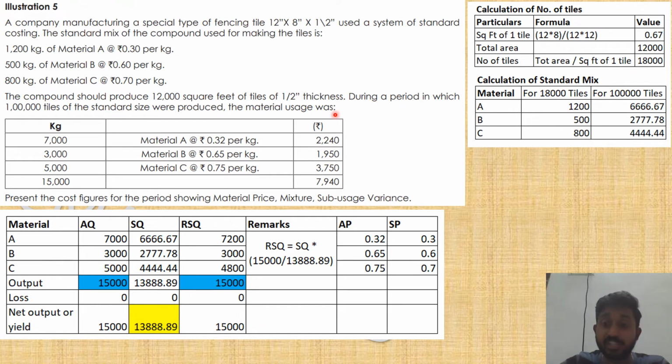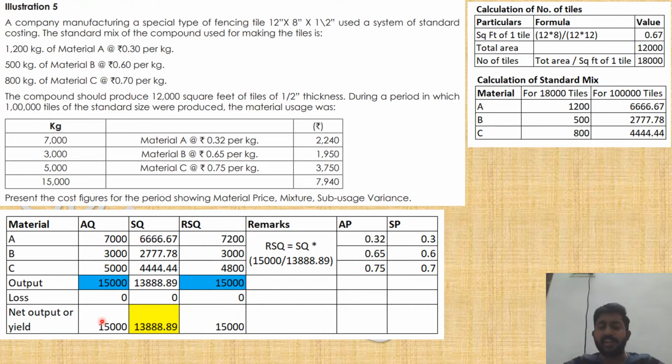For producing these 1 lakh tiles, they have used 7,000, 3,000 and 5,000, putting together 15,000 kg of materials. Now you can see A, B, C. Here there is no standard loss given. There is no loss given in the question. So A, B, C putting together is 15,000 kg, and all this 15,000 kg was used to produce 1 lakh tiles of standard size. So there is no loss at all. 7,000, 3,000, 5,000 is given in the problem.